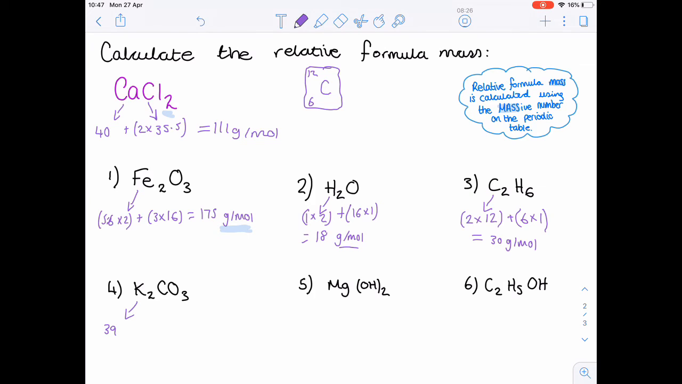Just carry on to question 4. K's big number is 39. Get that from the periodic table. It's the big number multiplied by 2, because there's 2 of them. Add it to the 1 carbon. So 1 times big number of carbon is 12. Remembering you get that from the periodic table. And finally the oxygen times 3. So plus 3 times the big number of oxygen. We've already done oxygen so far, it's 16. If you add those all together, you can use a calculator if you want to. You get a total of 138 grams per mole.